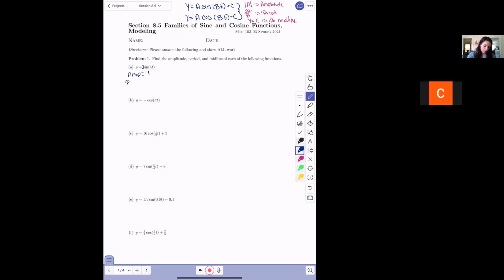Next, when we try to find our period, the period is 2 pi over b, which in this case, 2 pi over b is 4. This is b. So we have pi over 2 is the period. And lastly, when we determine our midline, it's y equals c, and in this case, y is equal to 0. Any questions there?